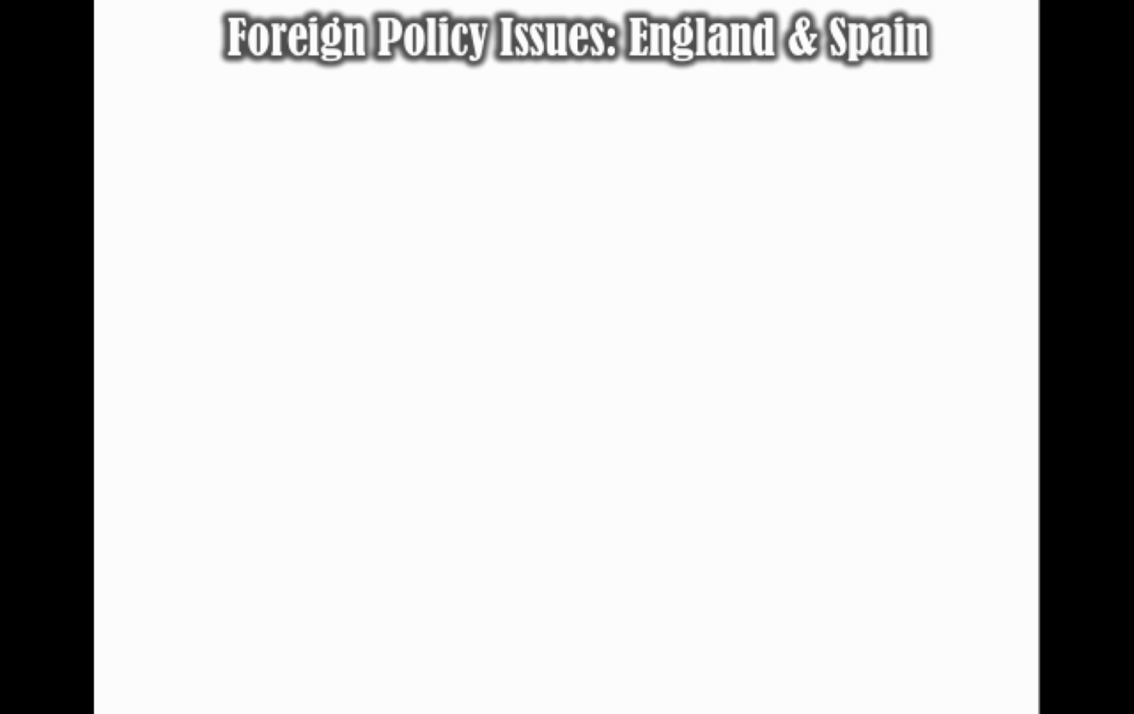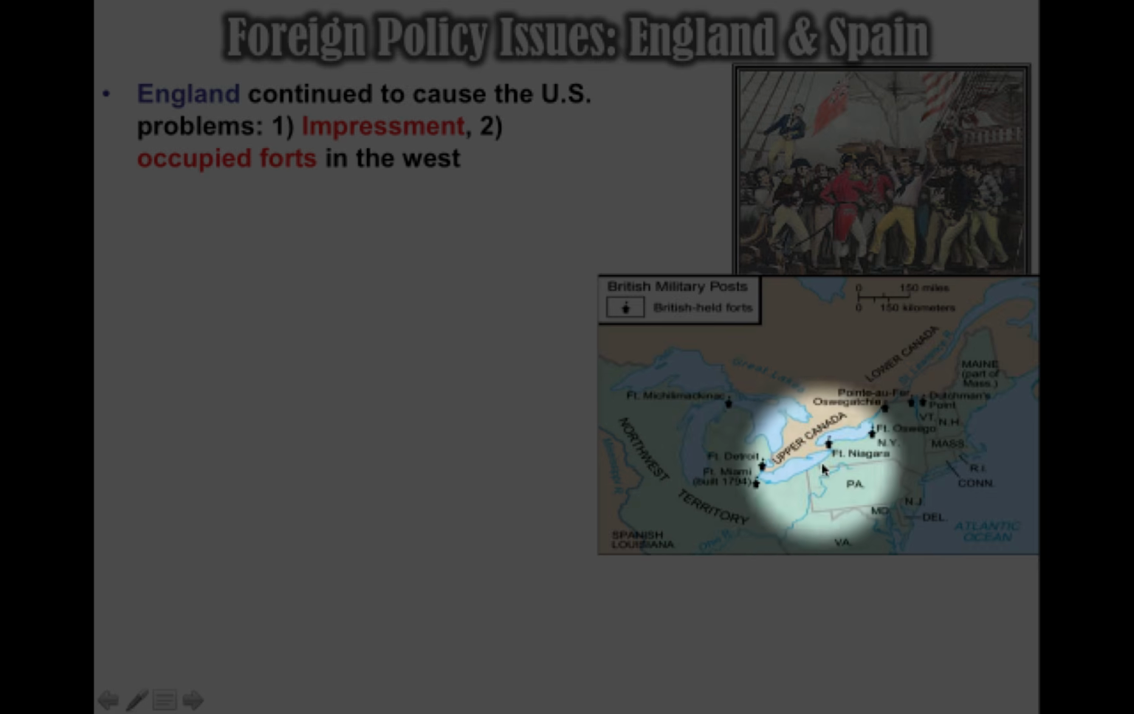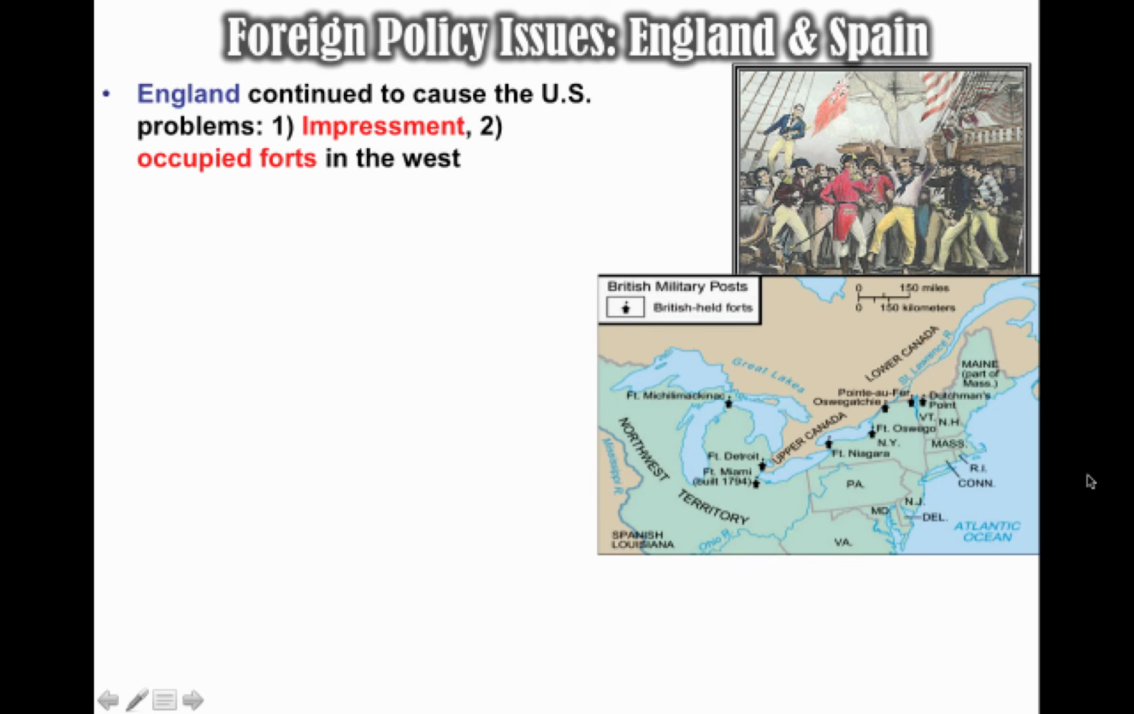It wasn't just France. We also had issues with our old mother, England, and also Spain. Remember, England continued to cause the U.S. problems. There was that issue of impressment, where they're taking American sailors and forcing them into the British Navy, and they occupy forts in this northwestern territory. You could see on the map right here. They were supposed to leave those forts under the Treaty of Paris in 1783.